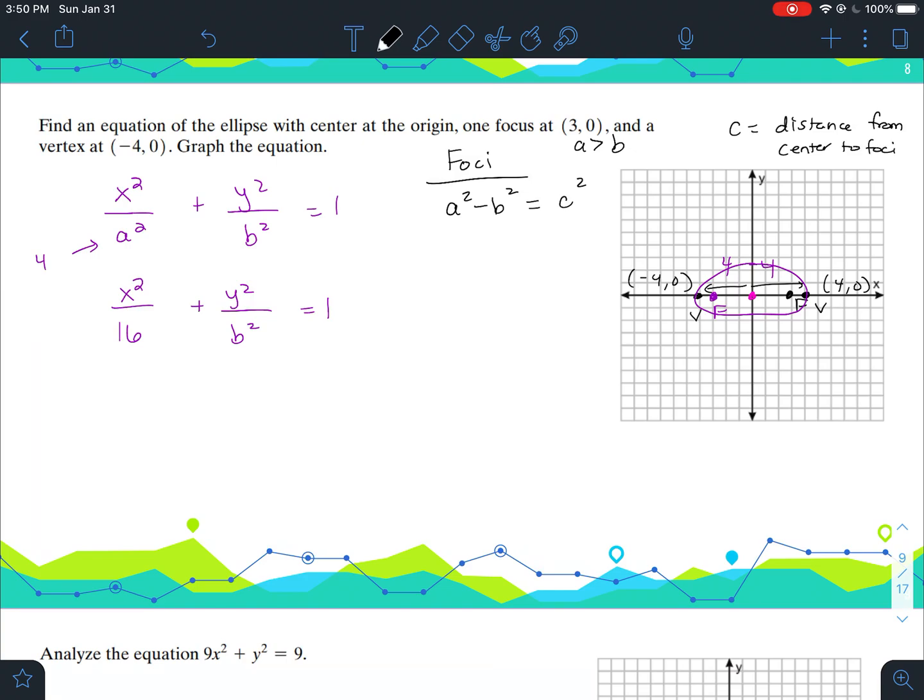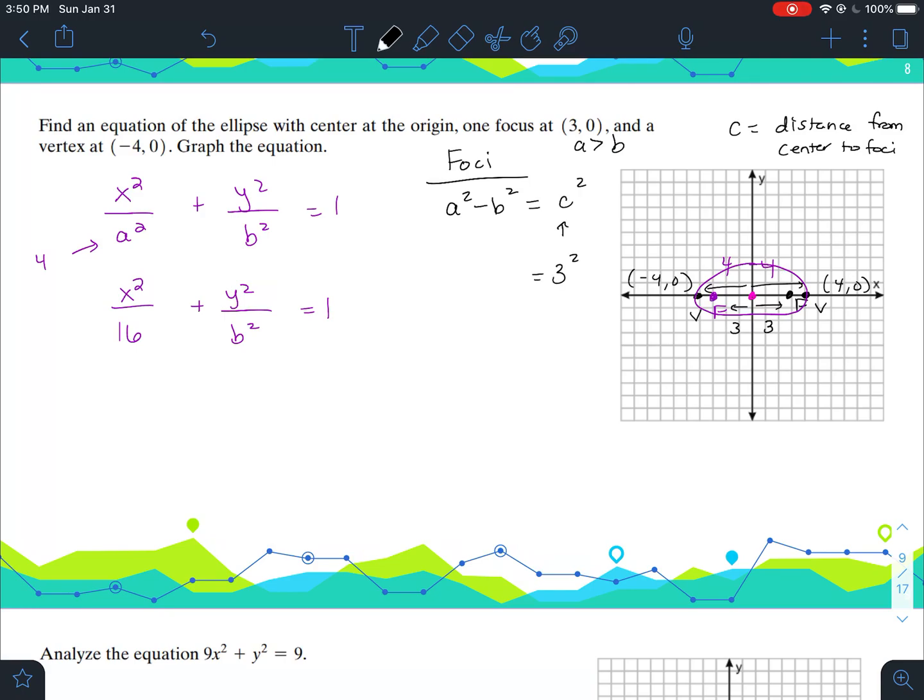So to find the foci, you use the equation a squared minus b squared equals c squared, where c is the distance from the center to the foci. Well, in our case, we know the distance from the center to the foci. We moved 3 to go from the center to the foci. So this c is going to be 3.